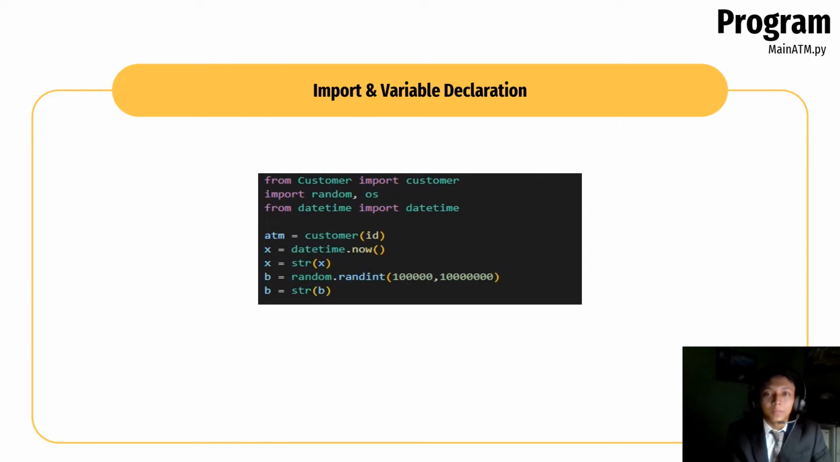We start from the main ATM. In this slide, there are imports and variable declarations. The first line is the order to get the program from the customer class. Then the second and third lines are the order to take the built-in modules. Next, there is a variable declaration. Here we declare ATM as a customer class that takes an ID parameter. Next, X and B are variables for the built-in modules.